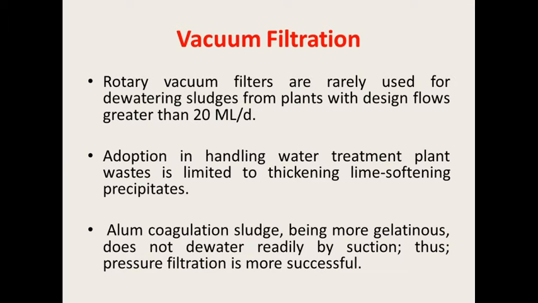Vacuum filtration. In vacuum filtration, we can use the vacuum for the removal of water from the sludge. So the process is called vacuum filtration. Rotary vacuum filters are rarely used for dewatering sludges from plants with a design flow greater than 20 ml per day. Adoption in handling water treatment plant waste is limited to thickening lime softening precipitates. Alum coagulation sludge, being more gelatinous, does not dewater readily by suction. Thus, in case we need it, pressure filtration is more successful.